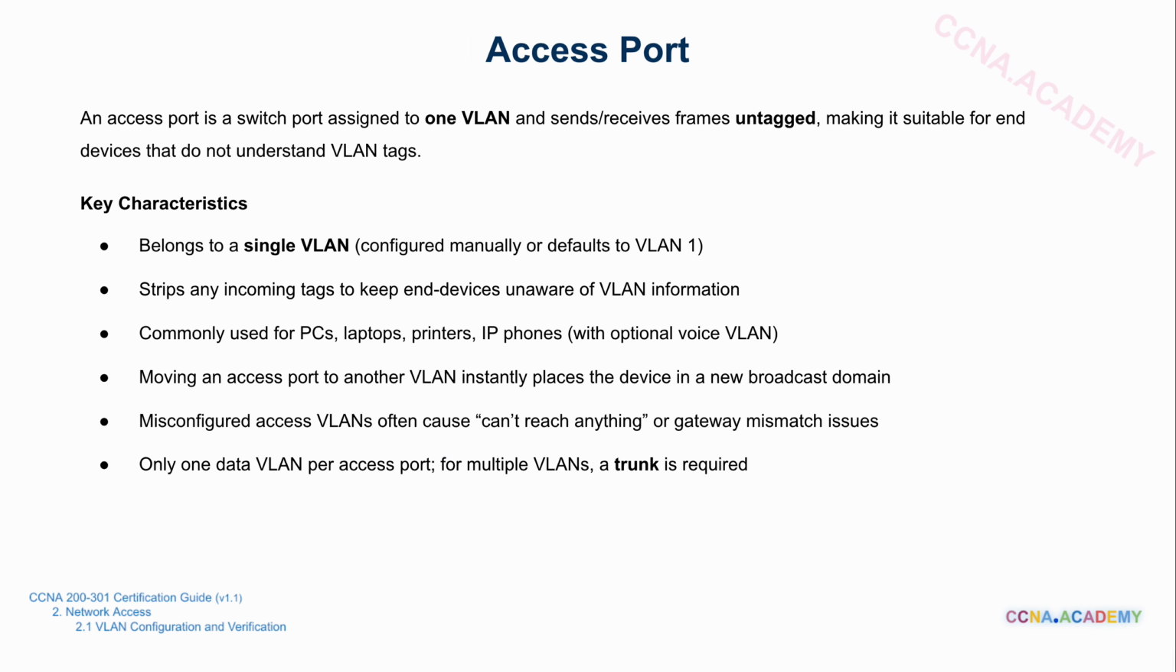An access port carries traffic for a single VLAN and sends frames untagged. This makes access ports suitable for end devices such as PCs and printers. If an access port is assigned to the wrong VLAN, the connected device will be placed into the wrong broadcast domain, often resulting in connectivity issues.